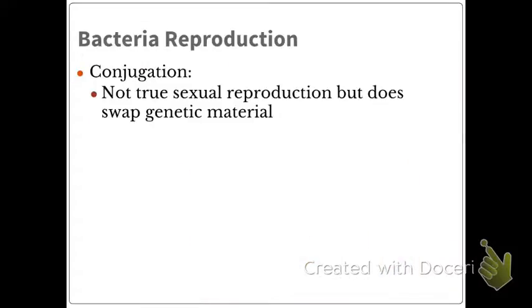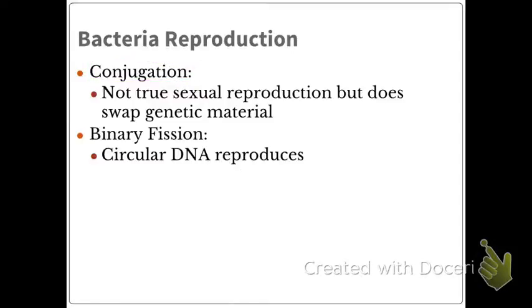So bacterial reproduction, this is kind of a misnomer because conjugation is not true sexual reproduction, as it does not actually give you a new organism, but it does swap genetic material. So it's a way for organisms to increase their genetic diversity. Binary fission, so this is how bacteria reproduce. The term is called binary fission. You definitely need to know that.